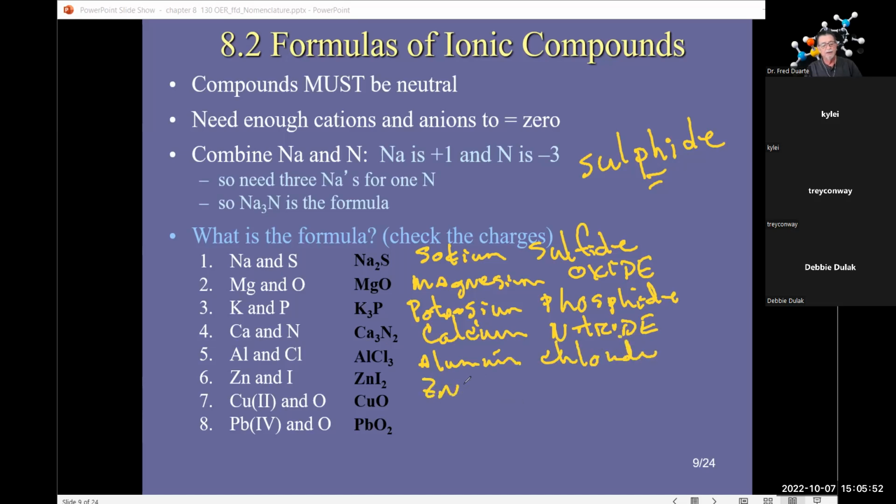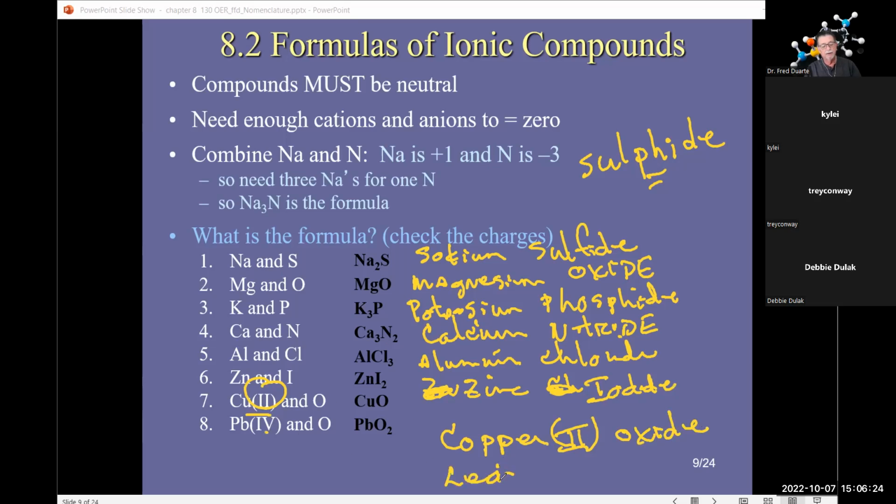Then we have zinc, Z-I-N-C, chloride. Oh, no, excuse me. What am I saying? Iodide. I was looking at the chloride. And then now we have copper, Roman numeral 2 oxide. Okay. And then we have lead, Roman numeral 4 oxide.